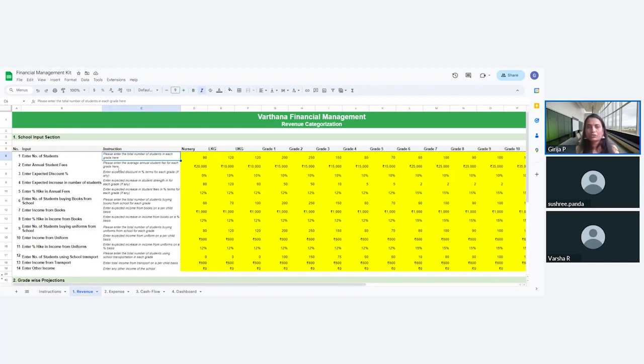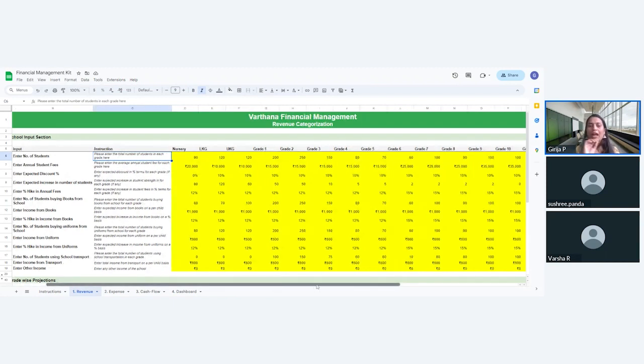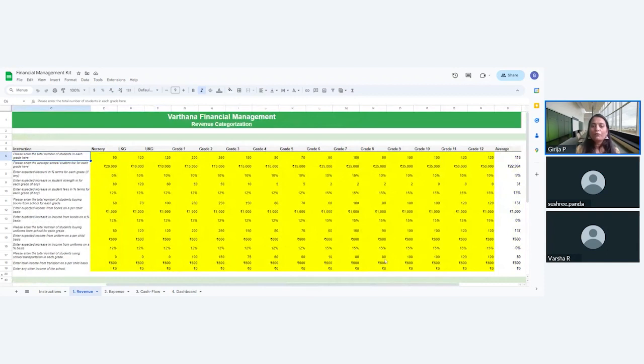So whenever you have a confusion, you can read this instruction, it can guide you through. As a school, everything is already put up. What you have to do is only fill in the data which is highlighted in the yellow part. Like, we have already put up the data for the example. This is the part you have to fill by yourself.